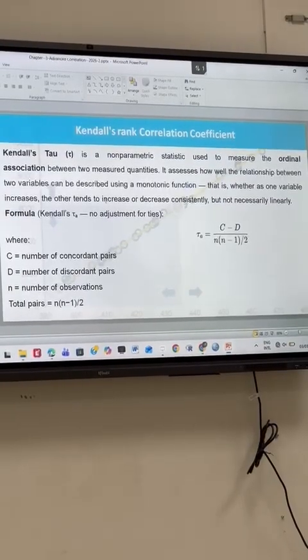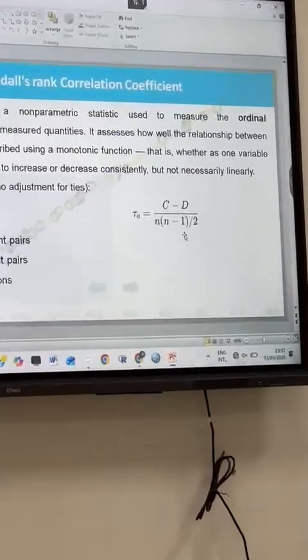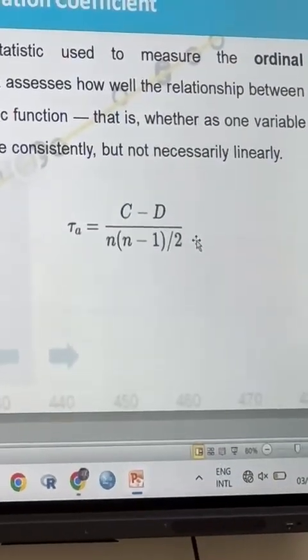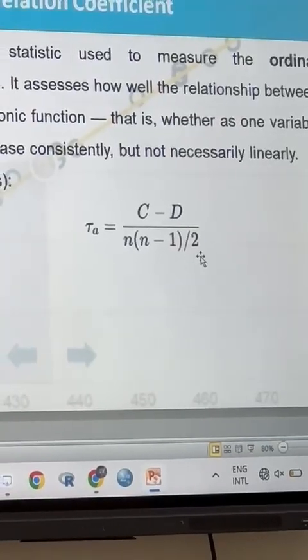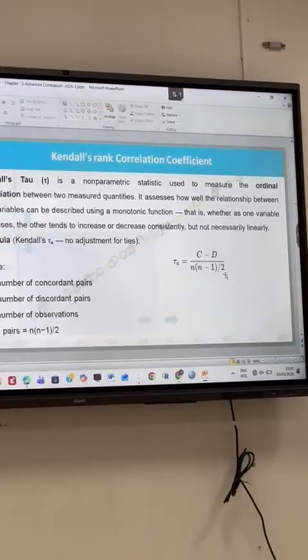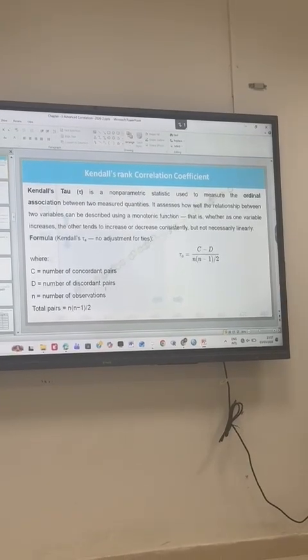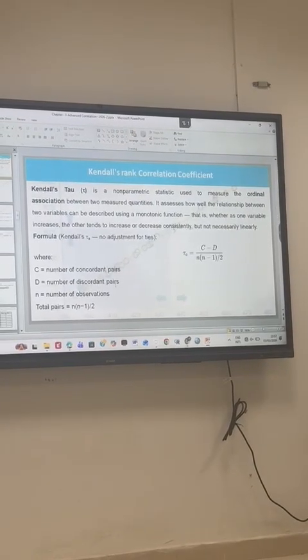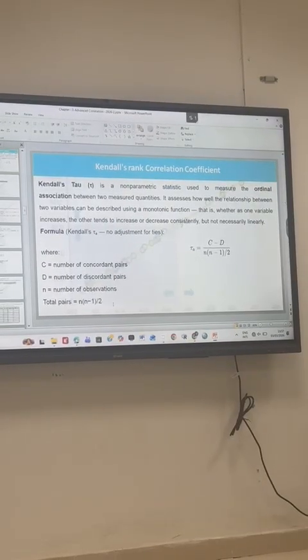Okay, class. So now what is the correct formula of the Kendall-Tau? It is C minus D, divided by n(n minus 1) divided by 2. Clear? Where C is the number of concordant pairs, D is the number of discordant pairs, N is the number of observations, and T is the total pairs.